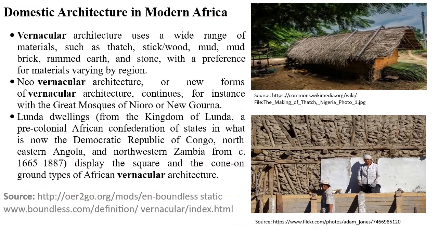In the domestic architecture of modern Africa, the vernacular architecture uses quite a wide range of materials, such as thatch, which you can see in the picture, used as a roof form. It is used with sticks and wood, mud bricks, rammed earth and stone, with the preference of materials varying by region. It can also be understood as new forms of vernacular architecture that continue, for instance, with the great mosques of Nyoro or New Gorana.